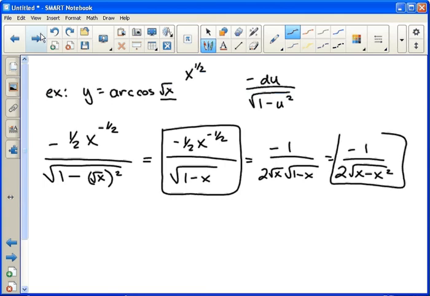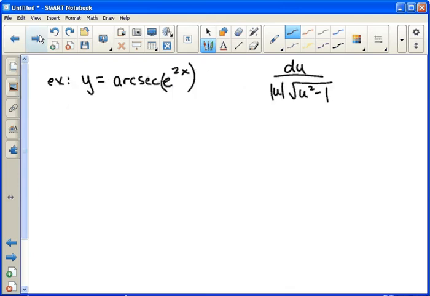Final example, arcsecant of e to the 2x. Secant and cosecant have the most complicated rule, just because it's got that extra absolute value. My u this time is e to the 2x, so my du is 2e to the 2x. Then absolute value of u, so absolute value of e to the 2x, times the square root of e to the 2x squared minus 1.